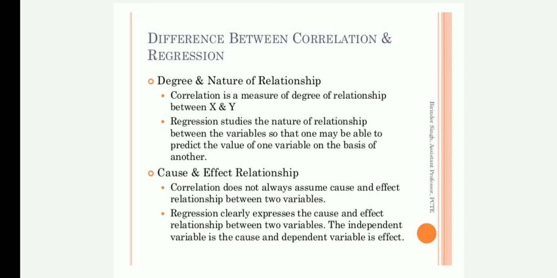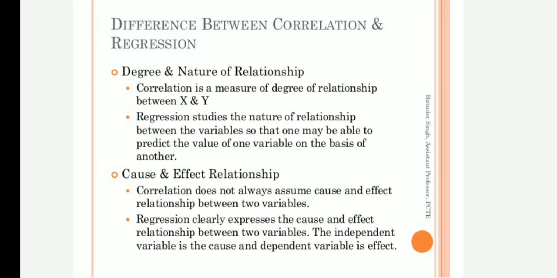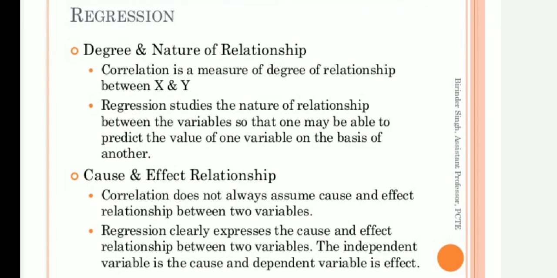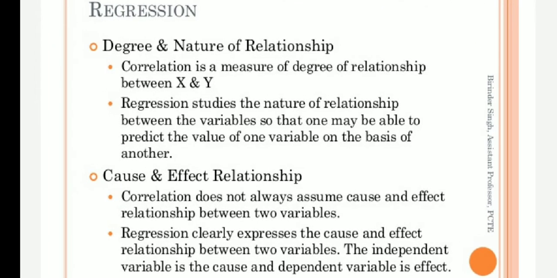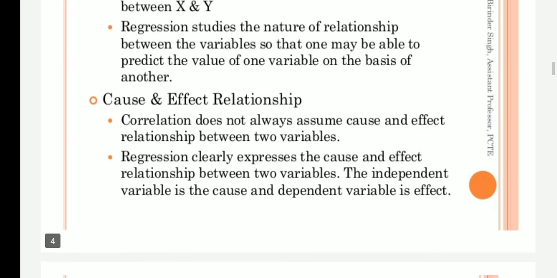However, I will just recall the things and go fast. Degree and nature of relationship. Correlation is a measure of the degree of relationship between x and y, but regression studies the nature of the relationship between the variables so that one may be able to predict the value of one variable on the basis of the other. And then, cause and effect relationship.